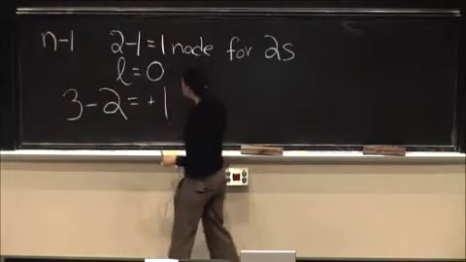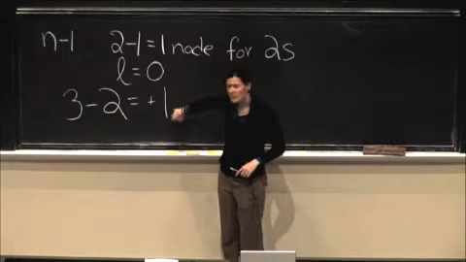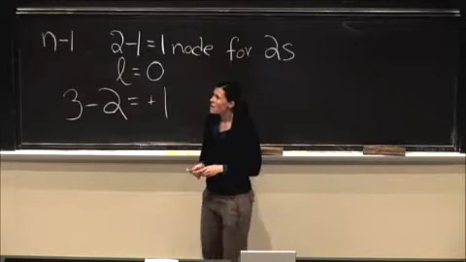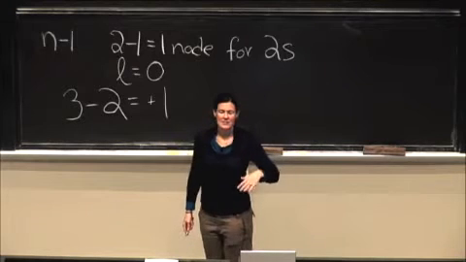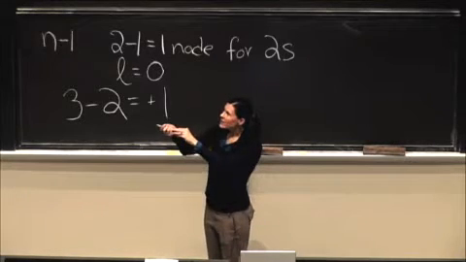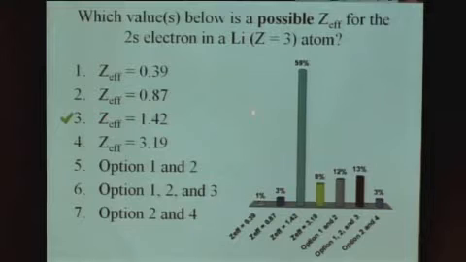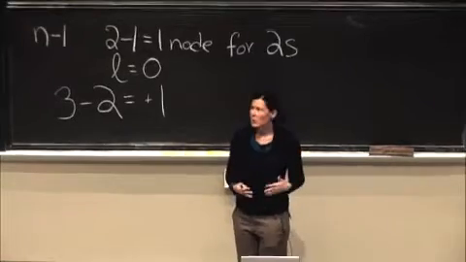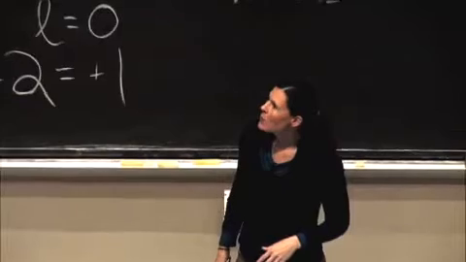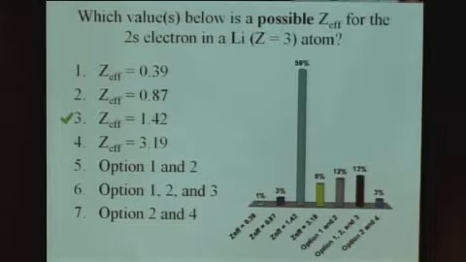So we would end up with a +1 Z effective from the nucleus. So our minimum is that the smallest we can have for a Z effective is going to be equal to 1. So any of the answers that said a Z effective of 0.39 or 0.87 are not possible, because even if we saw total shielding, the minimum Z effective we would see is 1. And I think it looks like most people understood that 4 was not a possibility.